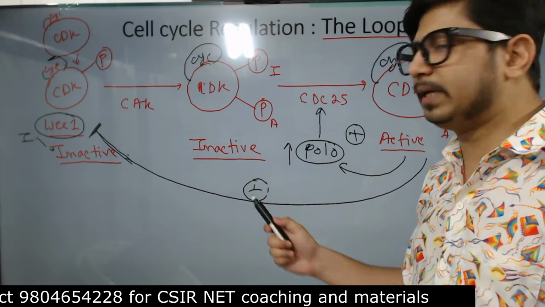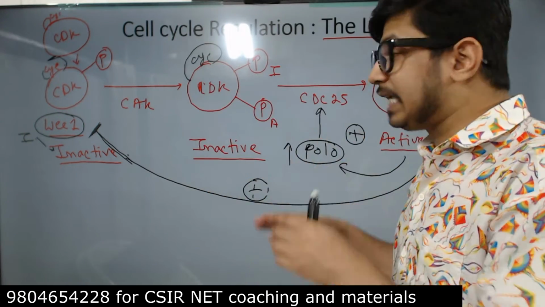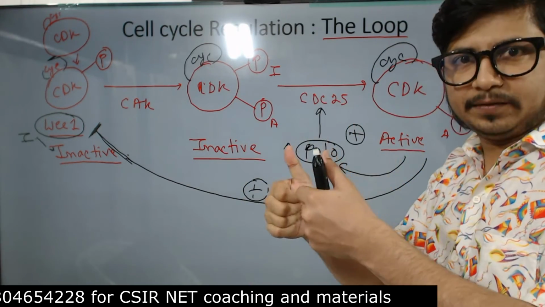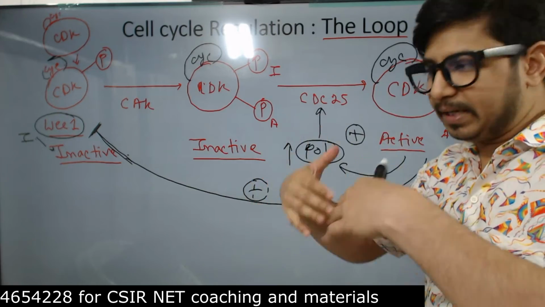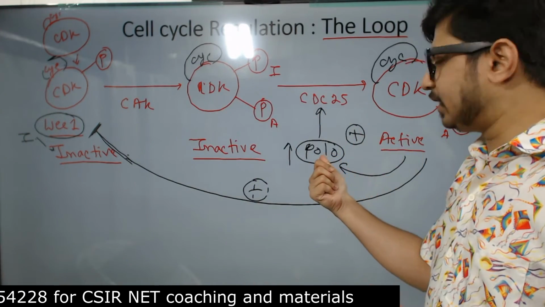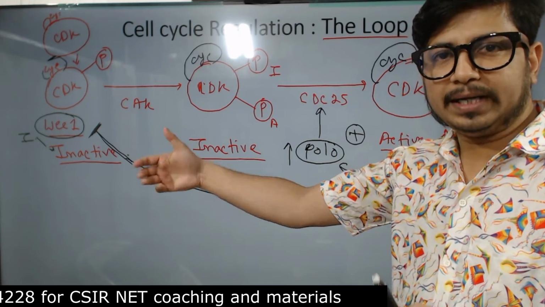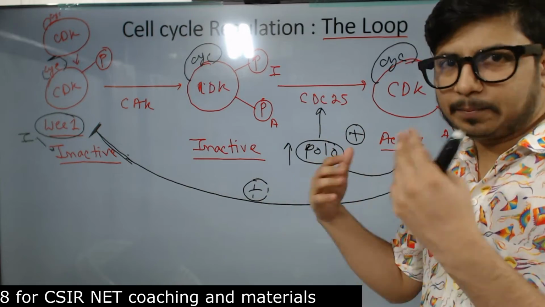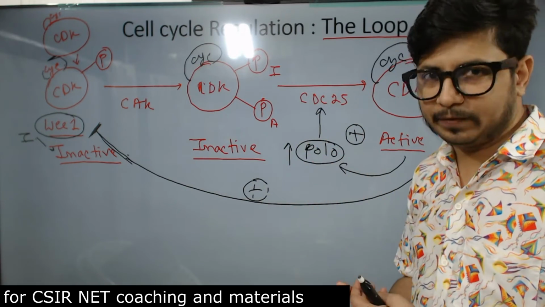Why is it positive? You may think, why not negative? Because ultimately the resulting behavior is to the positive side, that is making more CDK, making more active form of CDK. And in both cases, either activating Polo or deactivating V1 helps the cell to achieve this goal. That's why it is called a positive feedback loop. So both are positive feedback loops.